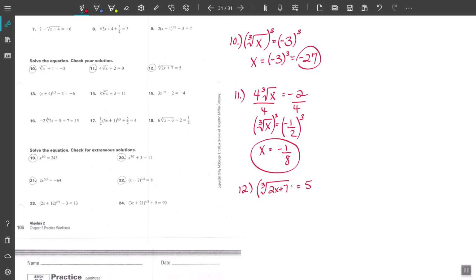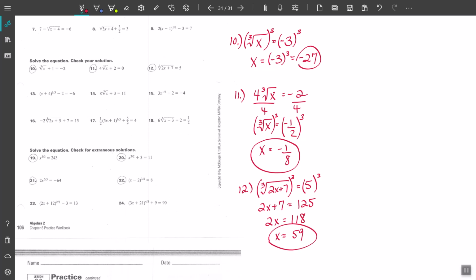So you're going to raise the entire radical to the 3rd power because that matches the index of 3. That will get rid of the radical symbol. And so now, it just looks like this, and so we just have to follow our rules. 118, I believe, and divide through by 2.